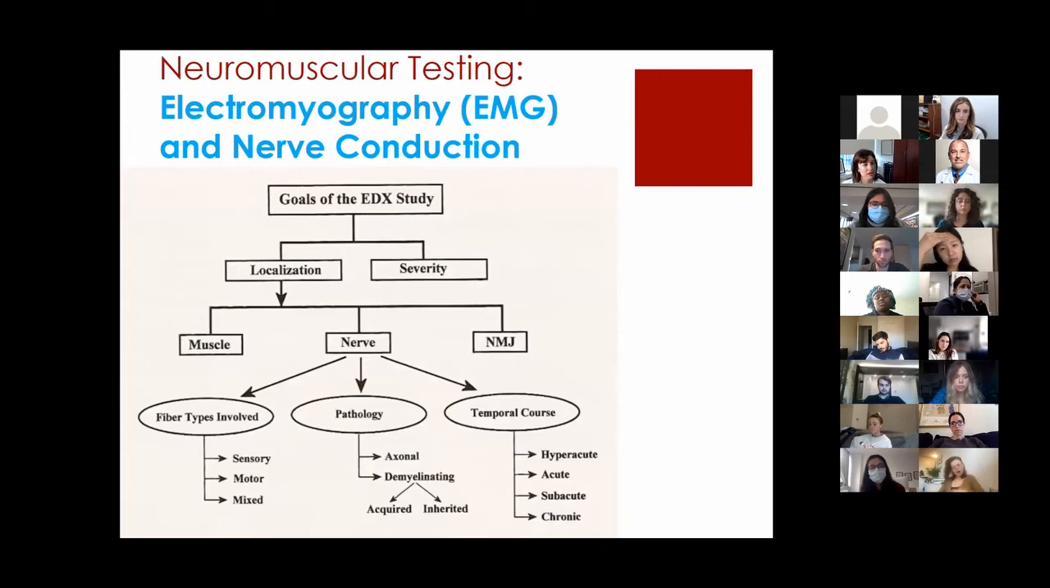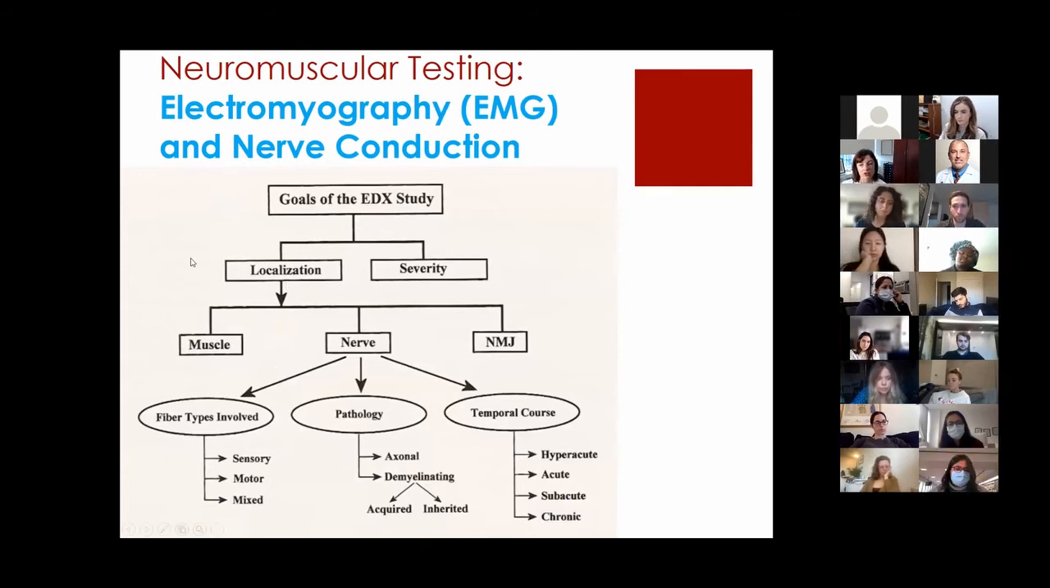And EMG and nerve conduction study testing. What we can use this test for is to try to localize, first of all, is it a peripheral nervous system or a central nervous system issue? Again, we're able to test the large diameter nerve fibers, the muscles, and the neuromuscular junction. Most of the time clinically, we can tell if it's central or peripheral, but sometimes it's really helpful to have EMG nerve conduction help whittle that down for you.